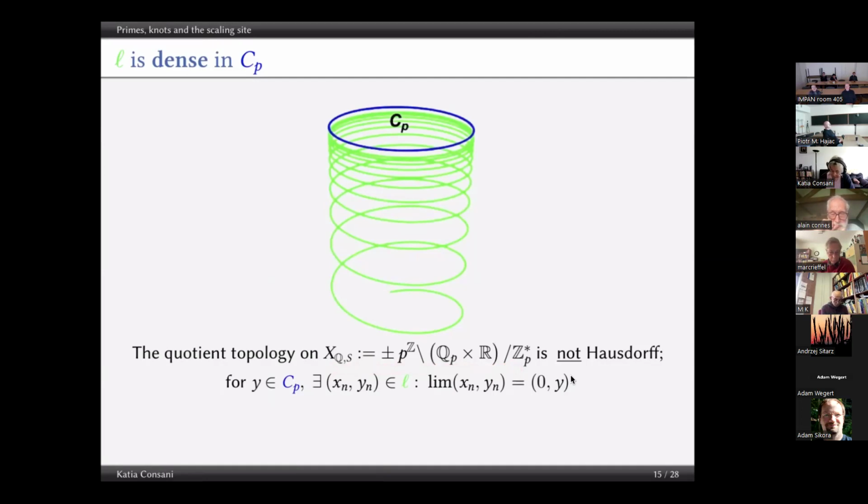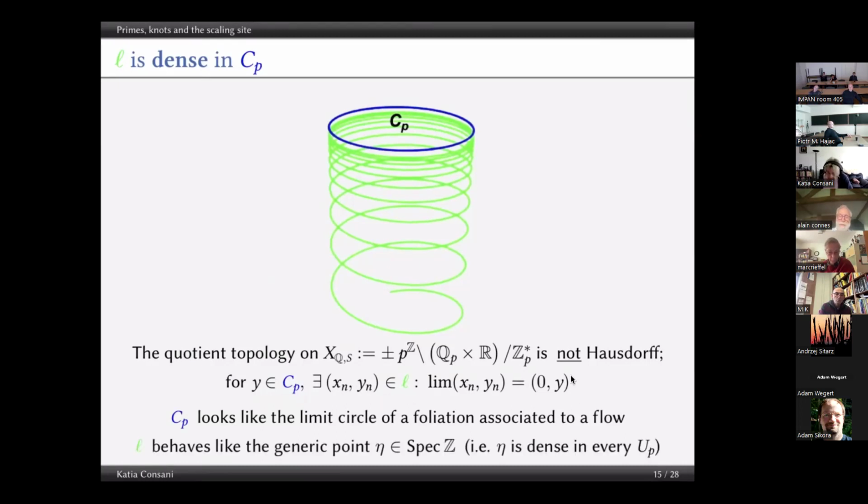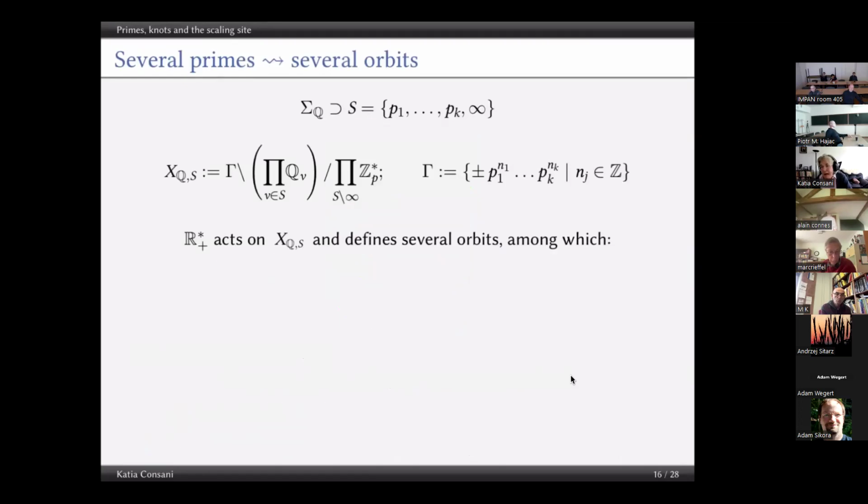Because of that, you can start with any point in C_P in this orbit and produce a sequence of elements in the generic orbit which has limit in the pair (0, y), where y is in C_P. So in a way, as Alain said, this C_P looks like the limit circle of a foliation associated to a flow. In this case, the flow is R plus. Or if you want the algebraic geometric point of view, this generic orbit behaves like the generic point of Spec Z. Okay, so several primes, several orbits.